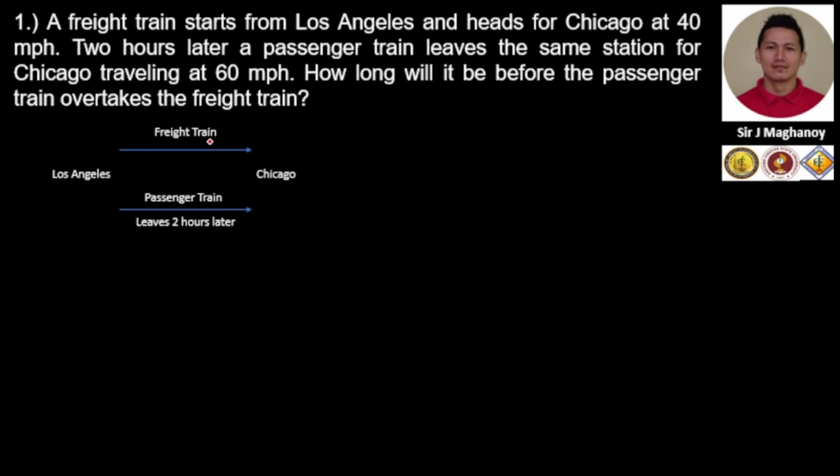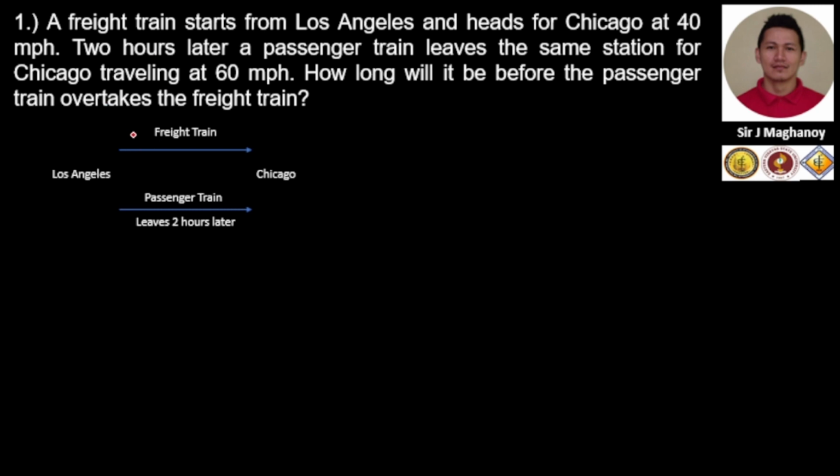So if we have two moving objects, the freight train and the passenger train, based on the statement, 2 hours later, a passenger train leaves. So the freight train moves ahead of the passenger train, but they differ in speed. We have 40 miles per hour for the freight train and 60 miles per hour for our passenger train. But the freight train leaves ahead. So 2 hours later, it moves ahead.